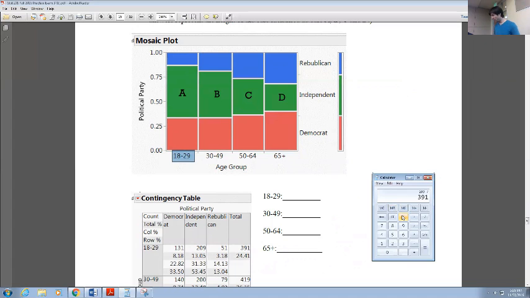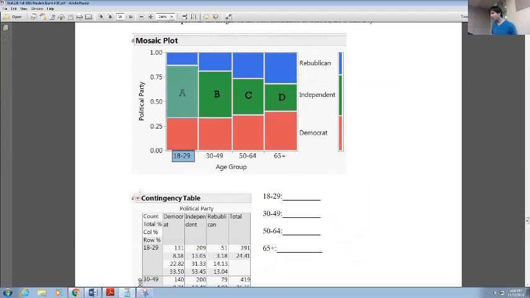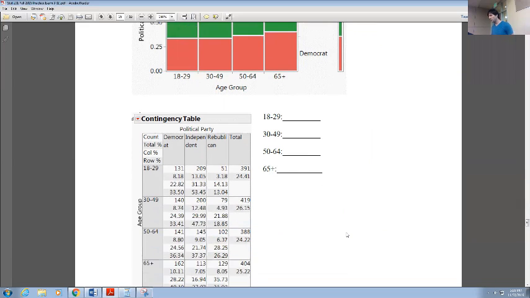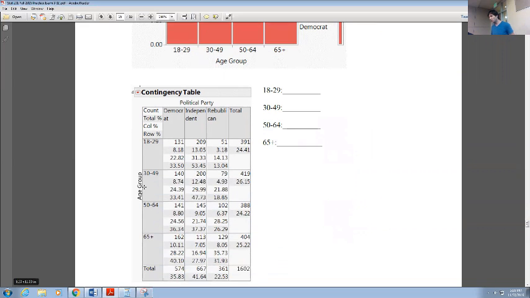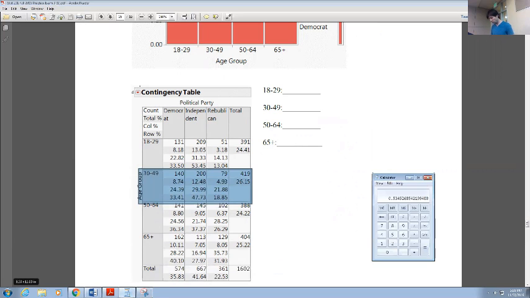So 209 divided by 391. And you should see something here close to 53%. Does that look like it's a little bit more than half? I would say so. It does to me. Looks to be about 53%. And you should get smaller percentages as you go on. It's going to be hard to keep it on the screen. But all of these are just going to be, given that someone is 30 to 49, what is the probability they are independent? So 200 of these 419 people.